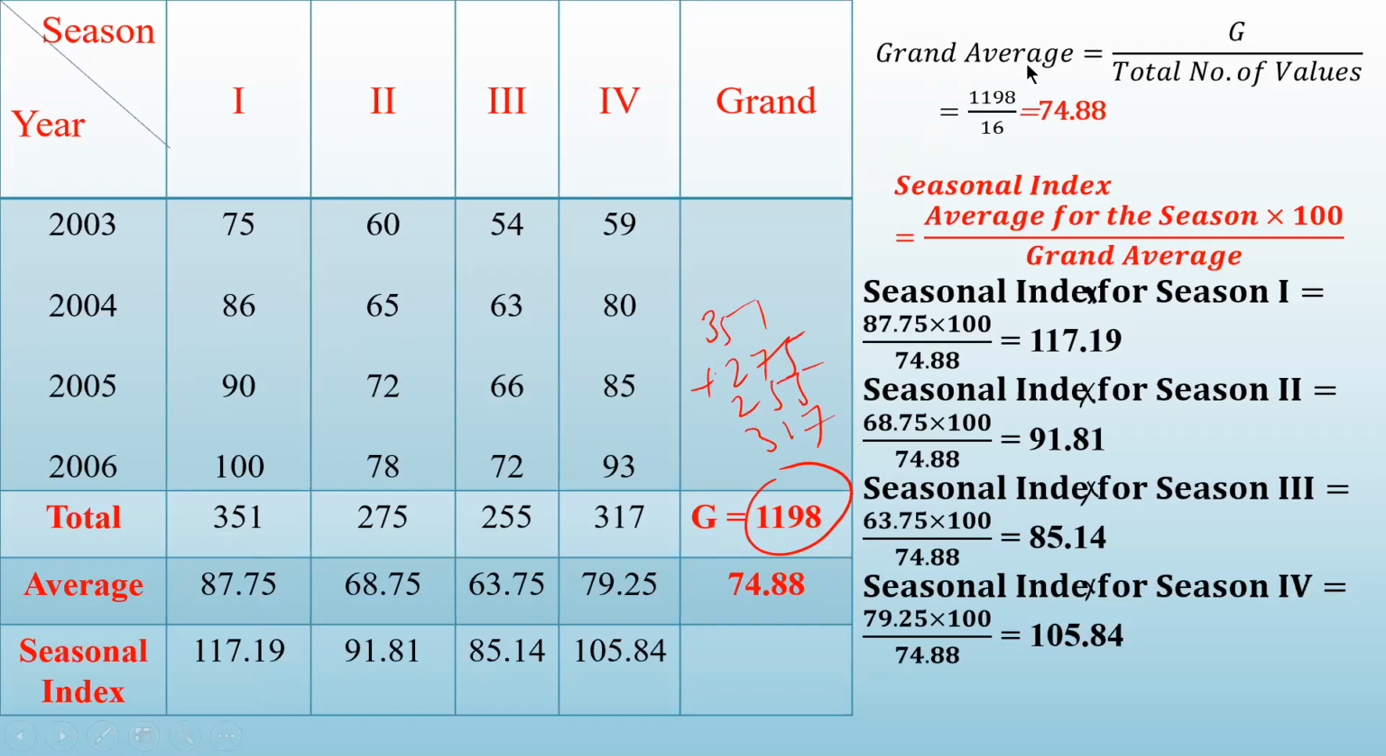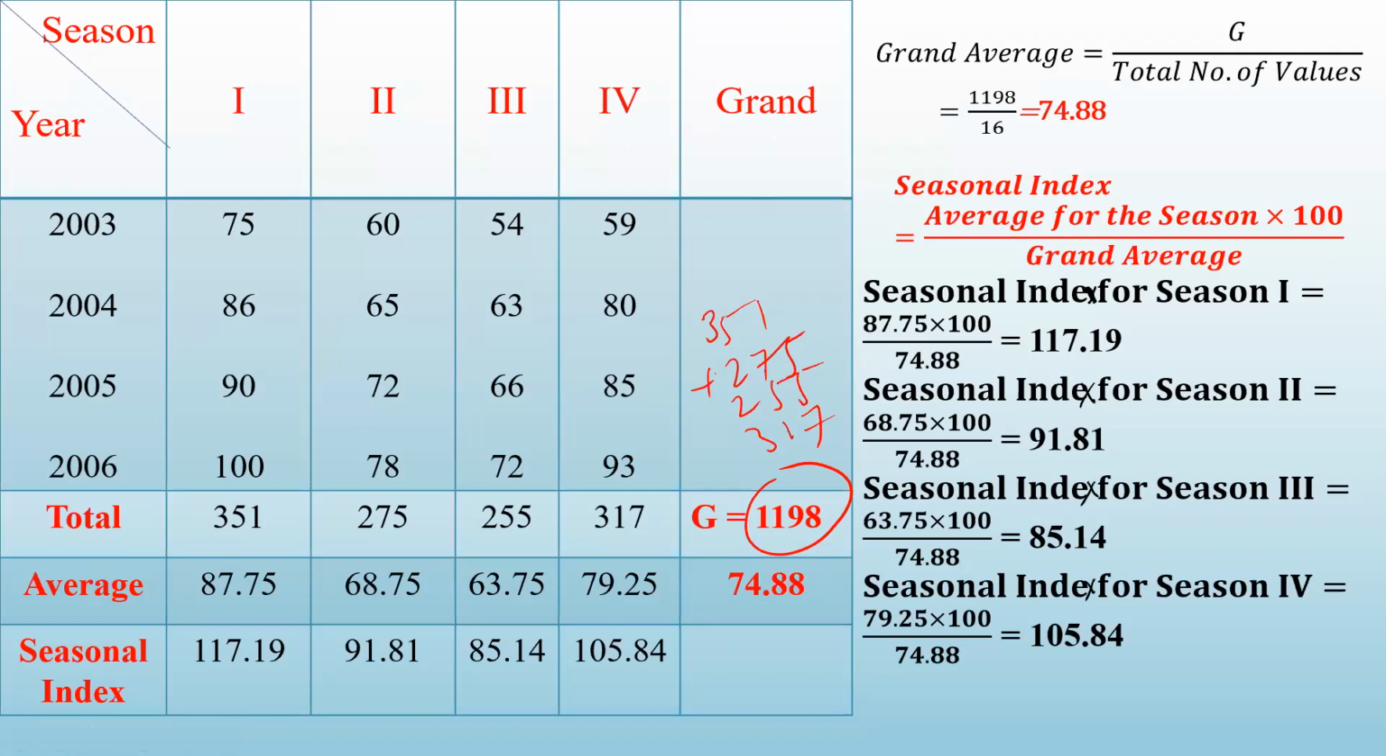How will you get the grand average? It is the grand sum, that is G, divided by total number of values. So this G, 1198, is the sum of all these numbers. And how many are they in number? They are 16 in number. So 1198 divided by 16 gives you 74.88. So that means grand average is 74.88. So that is what I have written here. Grand total is 1198. Grand average is 74.88.